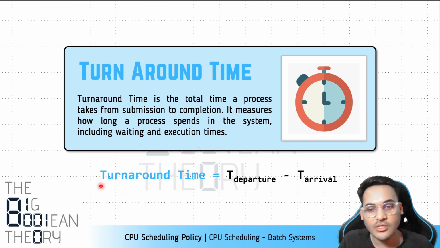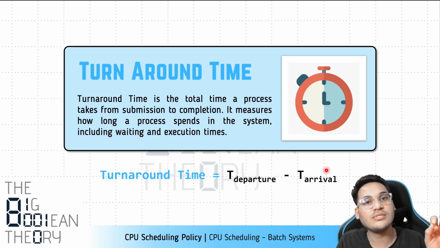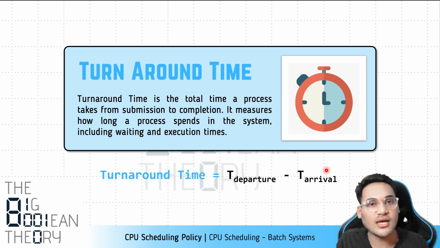The formula for turnaround time is the time of departure minus the time of arrival, right? If you consider any given process, there will be a certain time instant at which it arrives in the system, or the time instant at which the process has been created, maybe the fork system call. And the time of departure is the time instant at which the process gets terminated, let's say when it calls the exit system call, right?